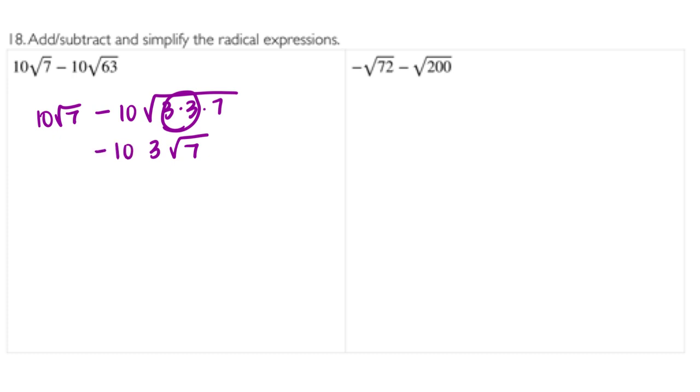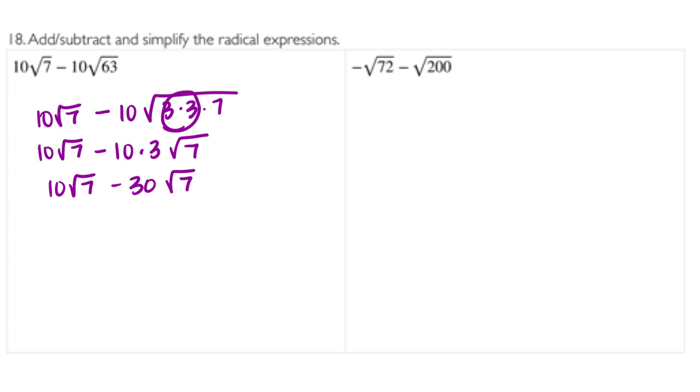Now, what do I do with the negative 10 and the 3? They multiply. So that's going to become negative 30 root 7. So now we've simplified this 10 root 63. The simplified version is negative 30 root 7. And now our root 7's match. So these are called like radicals.